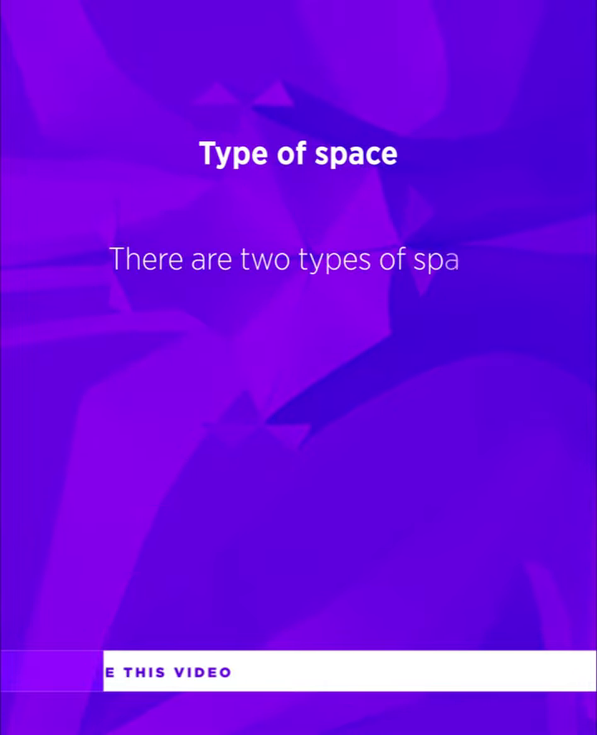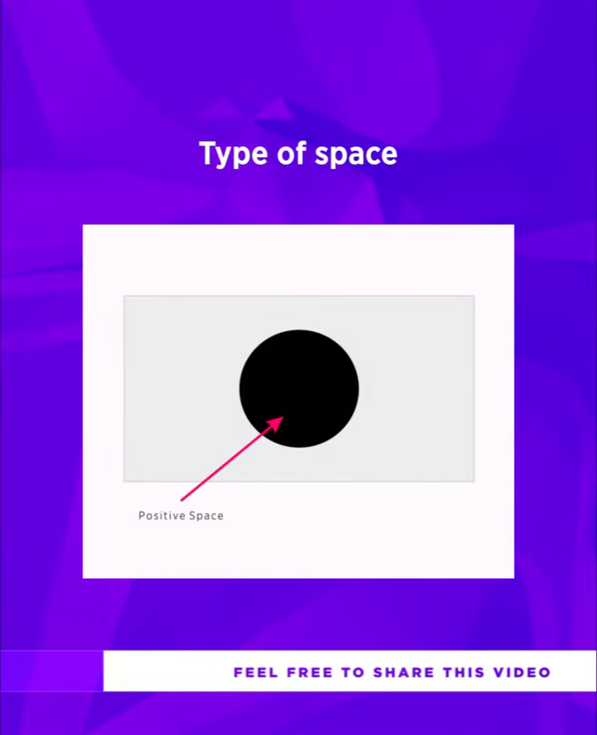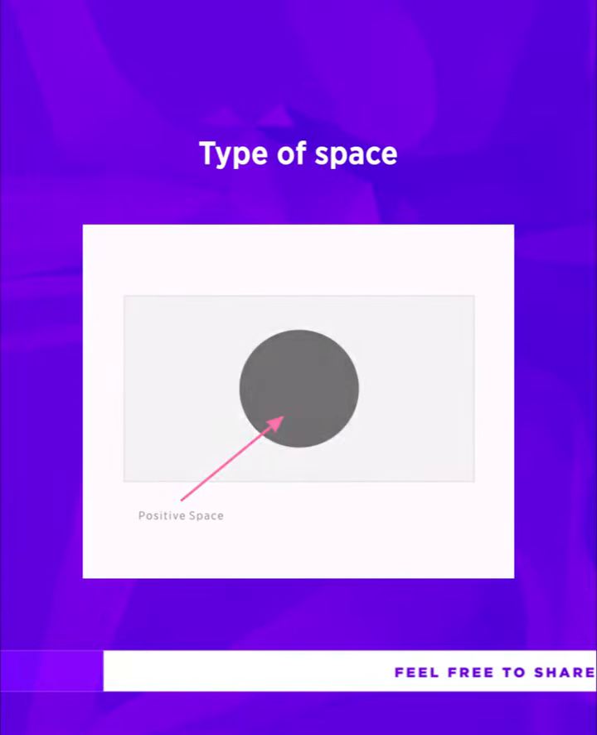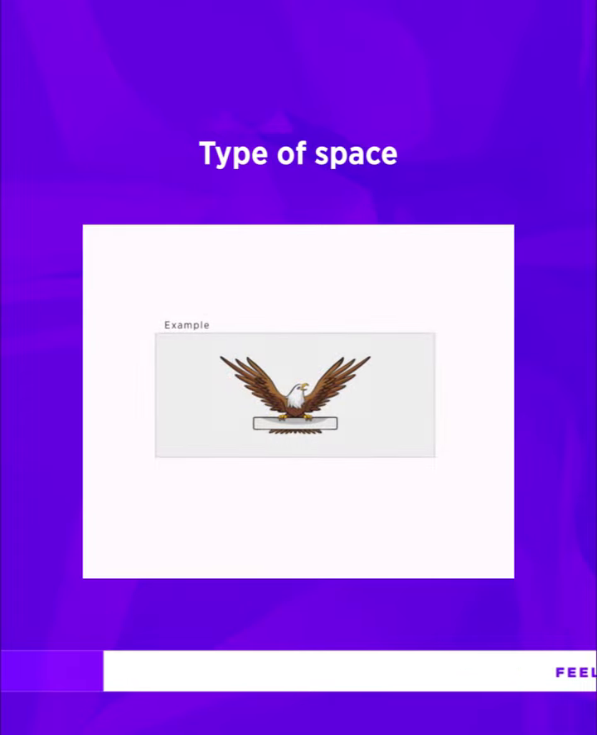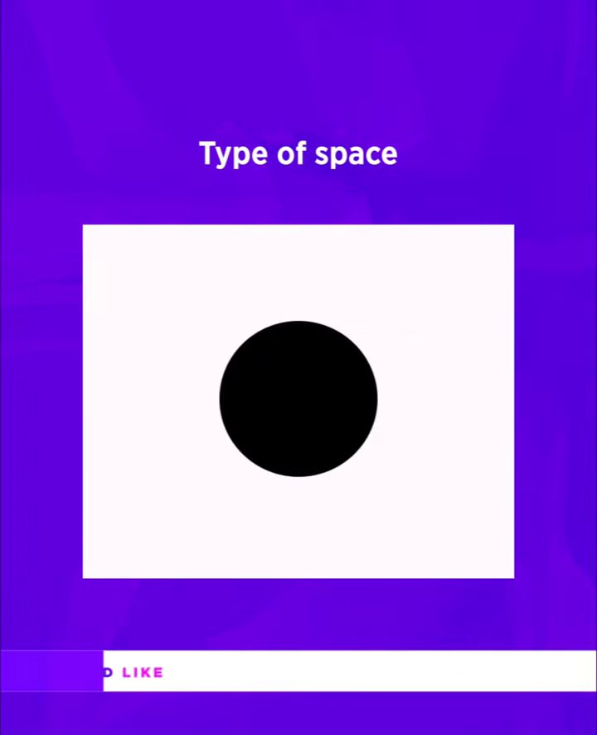Now, let's check on the types of space. There are two types of space. Number one is positive space. Positive space is the actual space which any object we place on the page of our design occupies. That is, when we place a circle on a fresh page, for example, the actual space that the circle occupies on the page is a positive space.